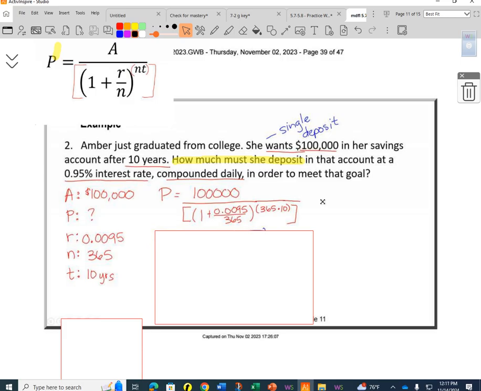Once you get it entered, let's try to plug it in on the calculator. I will show you the keystrokes, but let's try it on our own first. See what you get.